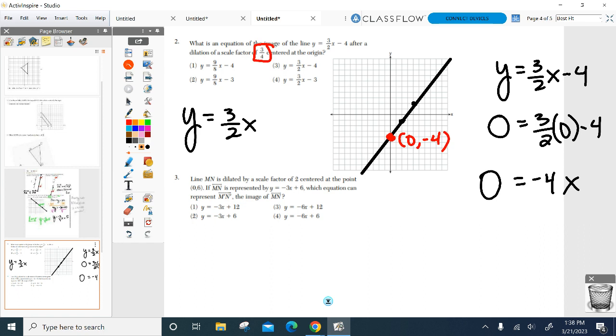Oh, stumped you for once, huh? I don't remember. Yeah, you do. If I have a point right now, I have (0, -4), and I want to dilate that by 3/4 around the origin, what could I have done with the scale factor and my points to get to the new ones?